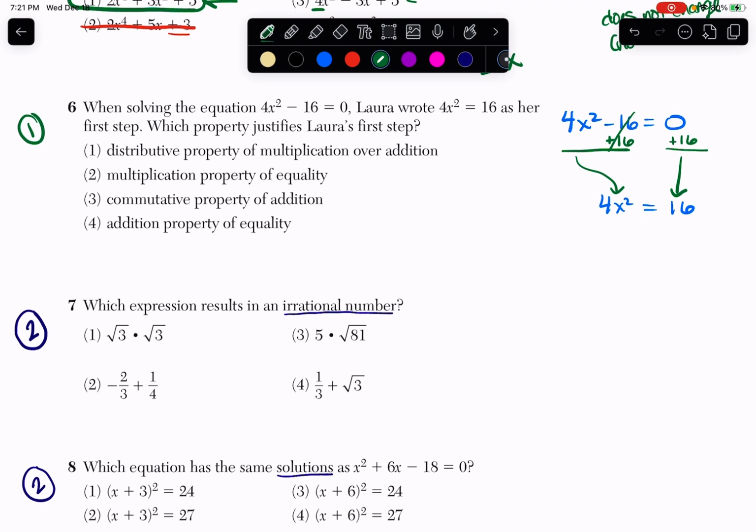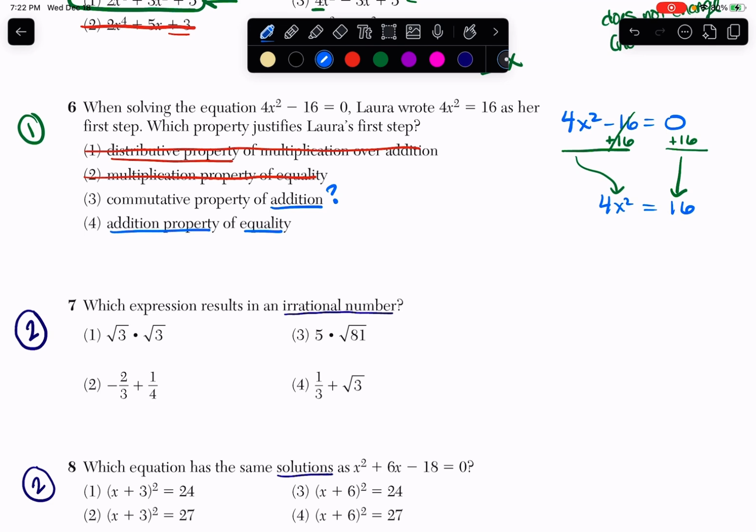So now looking at my answer choices, she did not do any distribution. So that's not the distributive property. She didn't multiply anything, so it's probably not the multiplication property. Commutative property. We talked about this in Unit 2, but I'm going to pretend I forget. I do know she did some addition, but I don't remember what commutative property meant. And then I have addition property of equality.